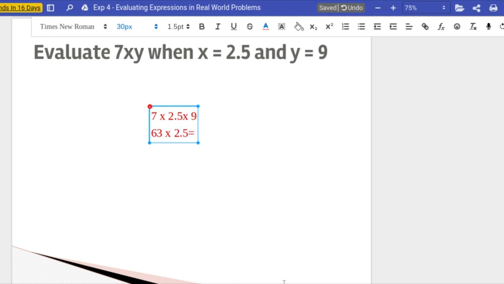So I have 63 times 2.5, and I get 157 and 5 tenths. So the value of my expression is 157 and 5 tenths.